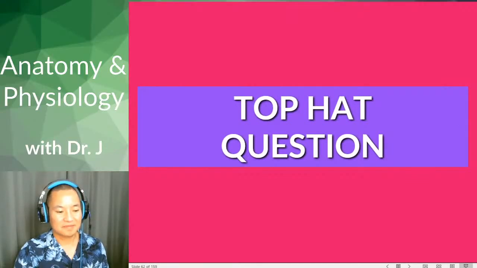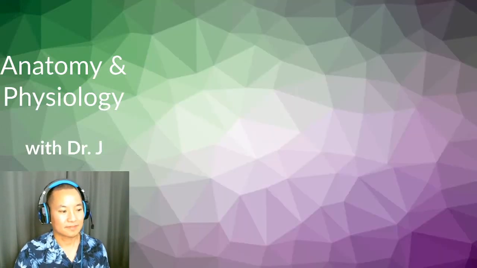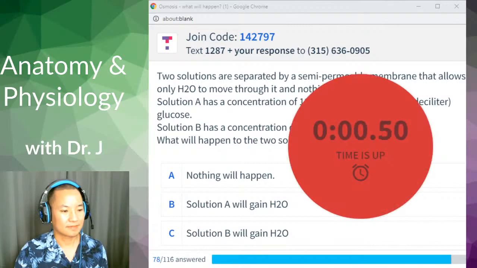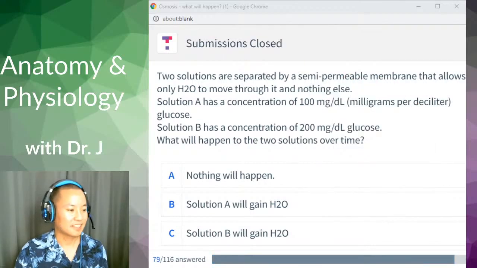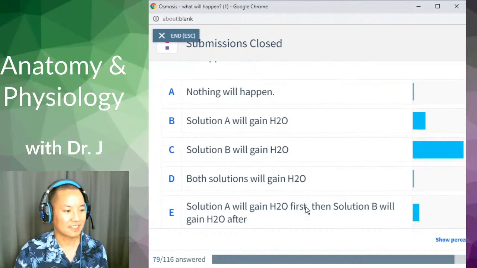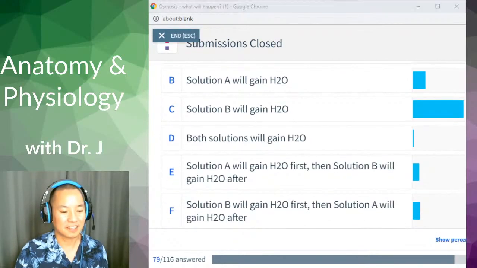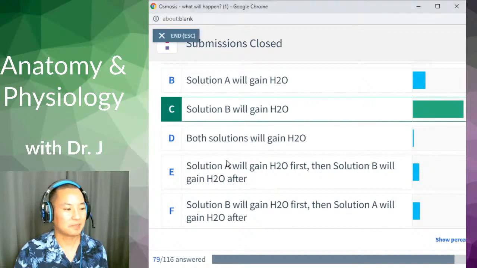All right, so let's end with a few top hat questions. Do you understand osmosis? All right, let's see what people said. So the majority of you said that solution B will gain water, and then it's spread throughout the other side. So which is correct? Well, solution B will gain water.